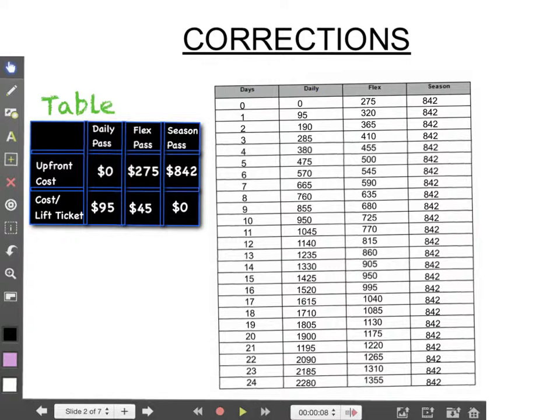If you were going skiing for 0, 1, 2, 3, 4, or 5 days, then you would choose the daily pass because it is the cheapest out of all 3 of them. But if you were going 6, 7, 8, 9, 10, 11, 12 days, then you would choose the Flex Pass because it is the cheapest. But then if you were going 13 to 24 days, then you would choose the Season Pass because it is less. So it all depends on how many days you go.